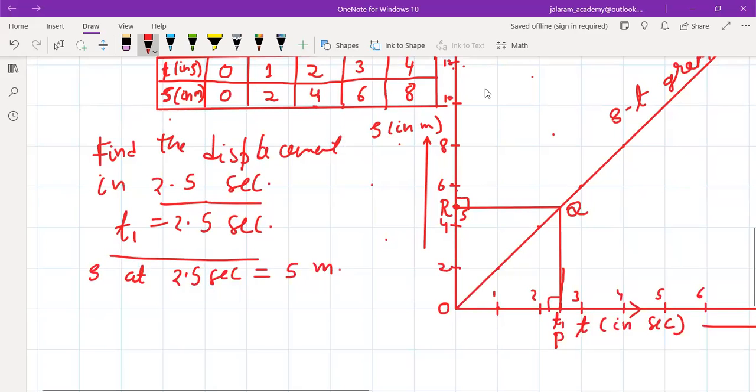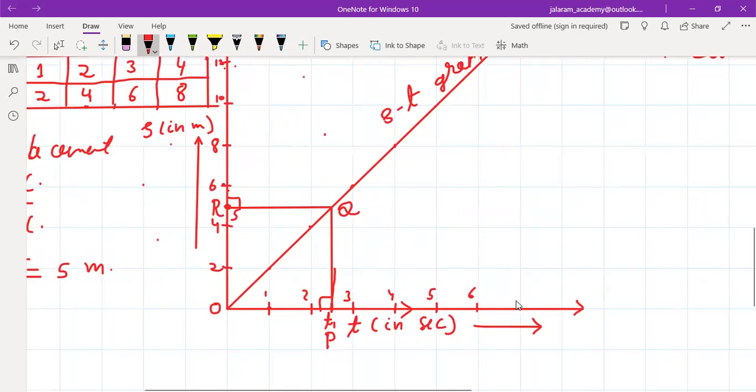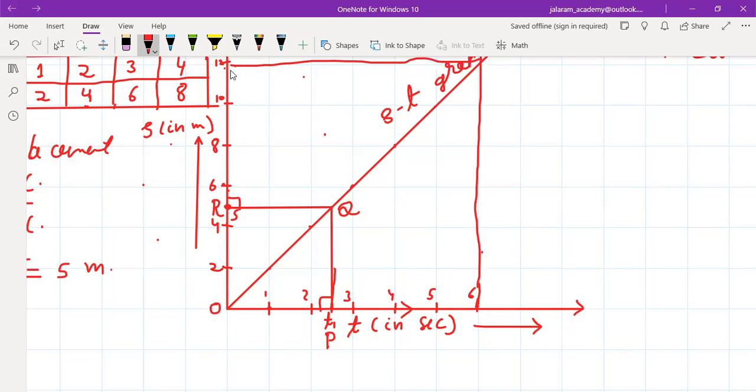Similarly, we can find the displacement at other points also. Draw this graph and find the displacement at 6 seconds. Draw a perpendicular like this and then this. It is showing 12. So displacement at 6 seconds is 12 meters. Very easy, though I have drawn it roughly.